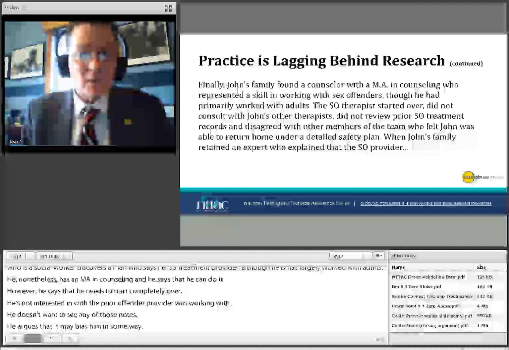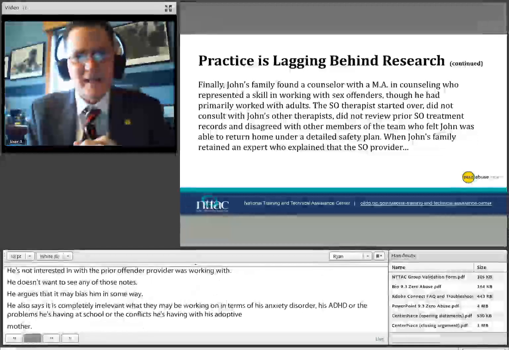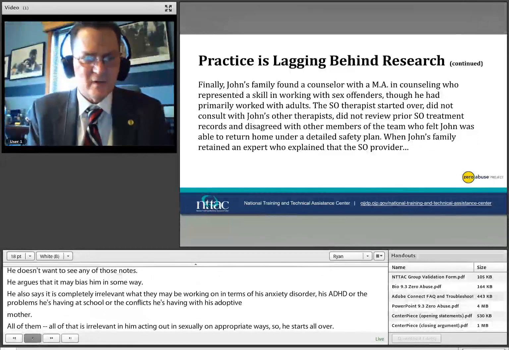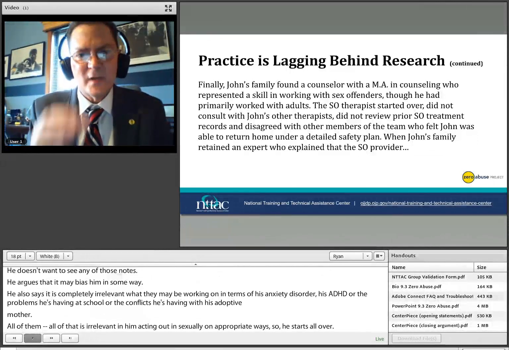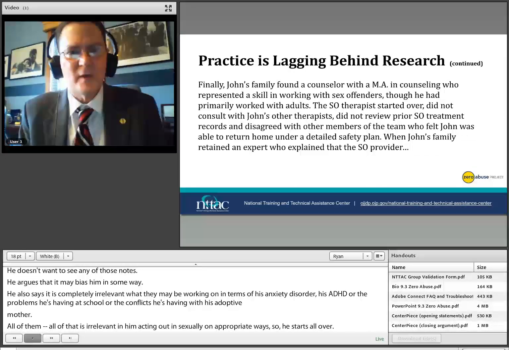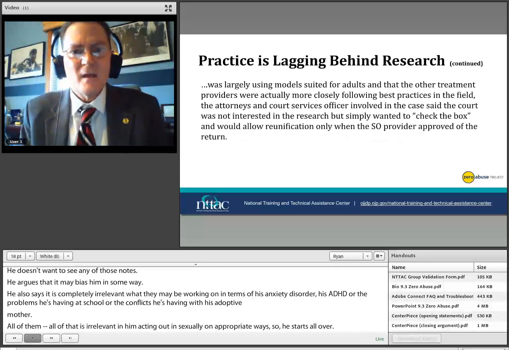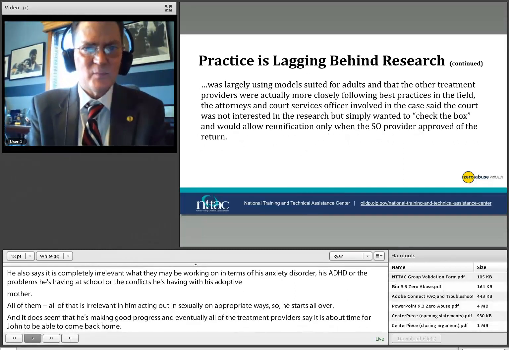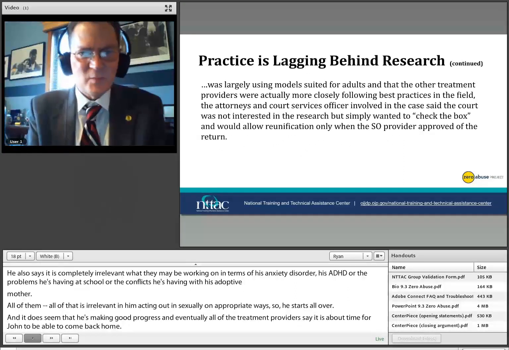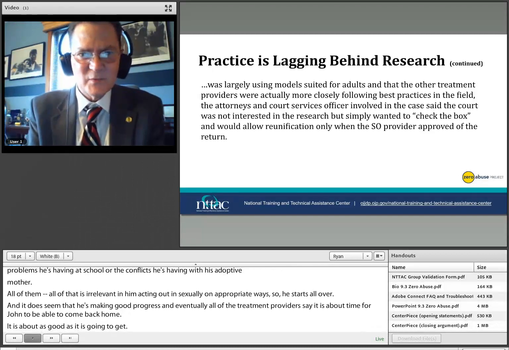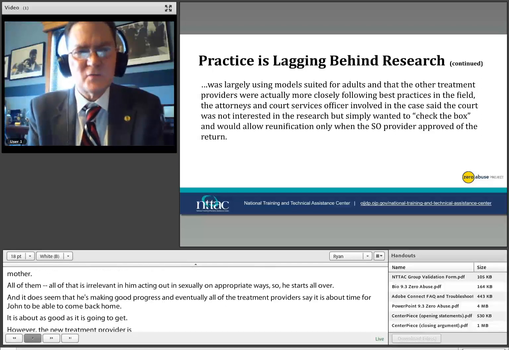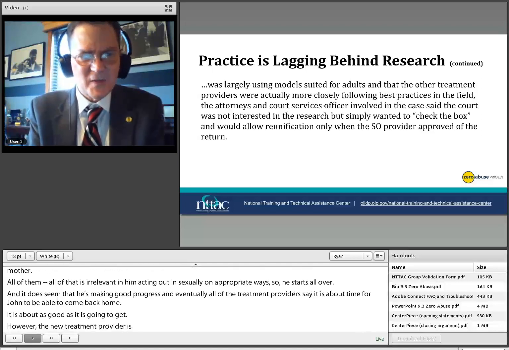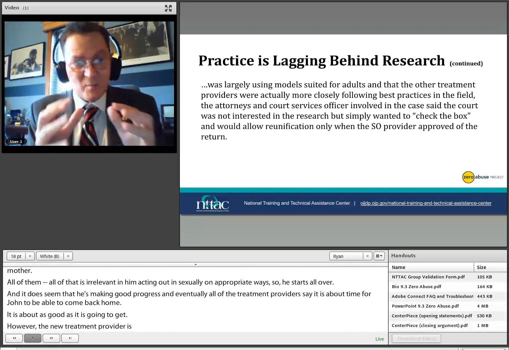And it does seem that he's making good progress, and eventually all of the treatment providers say it's about time for John to be able to come back home. It's about as good as it is going to get. However, the new treatment provider is not on board, and as we begin to search through what he's doing, he's using models that are largely utilized for adults, and he's not truly following best practices in the field.